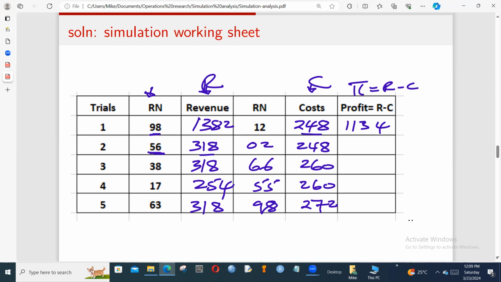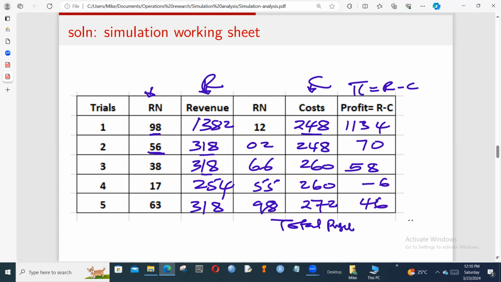318 minus 248 is 70. 318 minus 260 is 58. And then 254 minus 260 is negative 6. And 318 minus 272 is 46. Good.